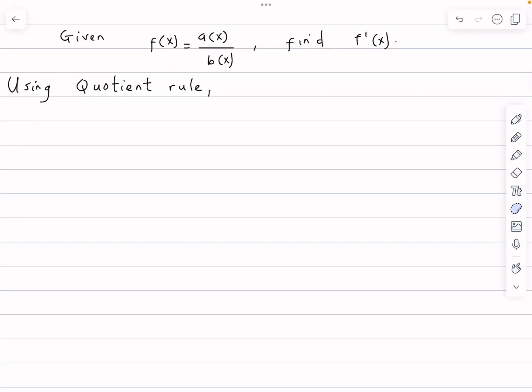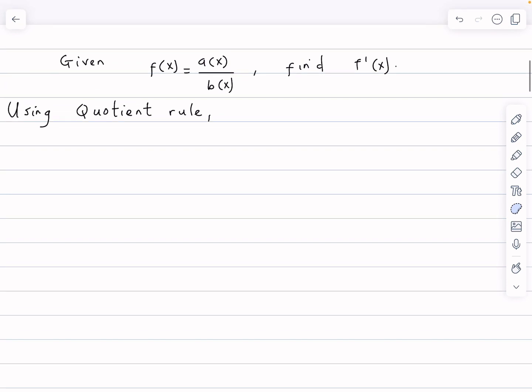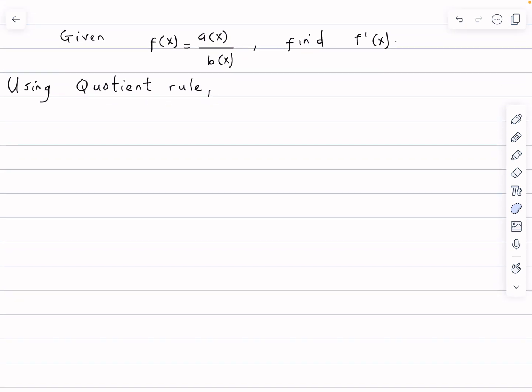Hello friends, given this function f of x equals a of x over b of x, we want to find the derivative and we are going to use the quotient rule. The question is, when do I know that I have to use the quotient rule to find derivatives? When you have a ratio of two functions. What do I mean?